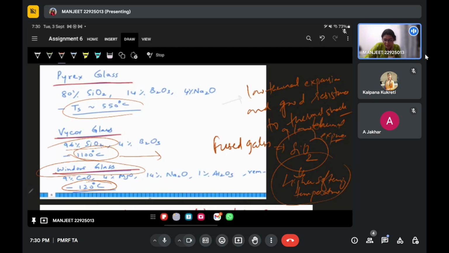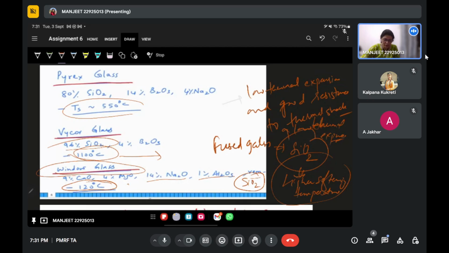In window glass we have 9% calcium oxide, 4% magnesium oxide, 14% sodium oxide, and 1% alumina, and the remainder is silica, SiO2. Remember, one is the alkali. So these are the four different types of glass: Pyrex, Vycor, window, and fused. The fused one is almost pure silica.